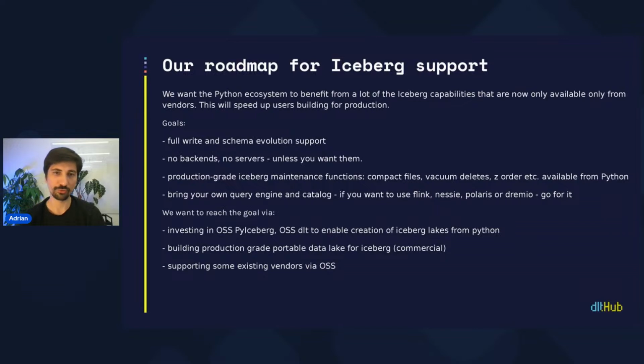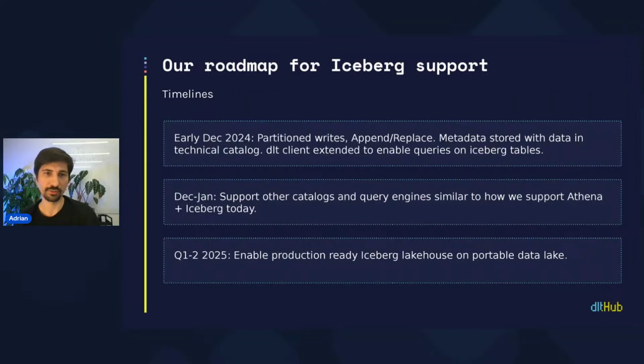Production-grade Iceberg maintenance functions, so compacting files, vacuum deletes, basically all the stuff that needs to happen in the background when you're working with it in a production environment. And of course, portability of the query engine and the catalog. If you want to use them, you can use them. And we want to reach this goal by investing in OSS Iceberg and, of course, OSS DLT to enable the creation of Iceberg data lakes from Python. Then we want to build a production-grade portable data lake for Iceberg. So this is a commercial offering. And finally, we want to support some of the existing vendors in the open source, so for DLT.